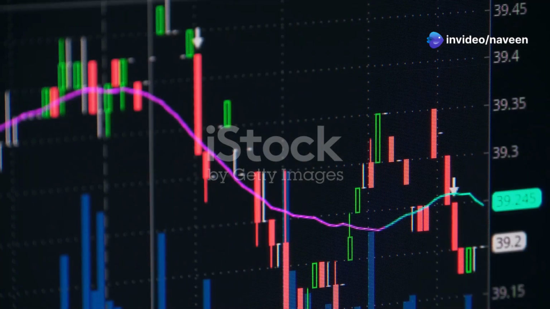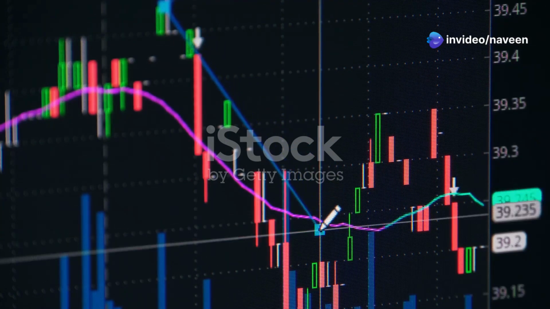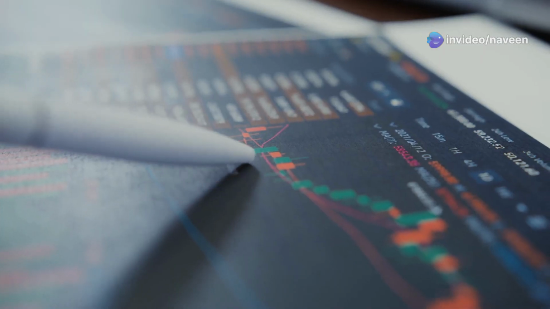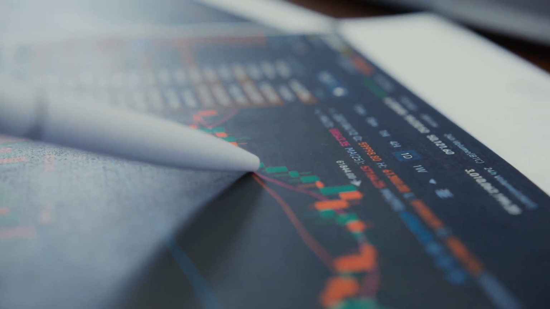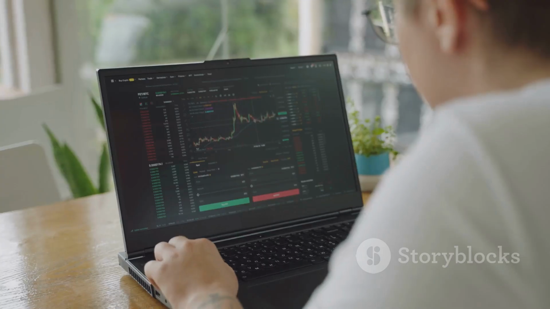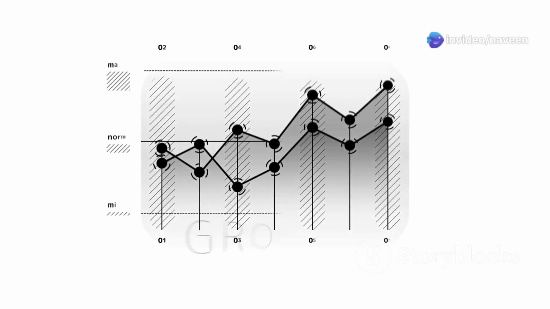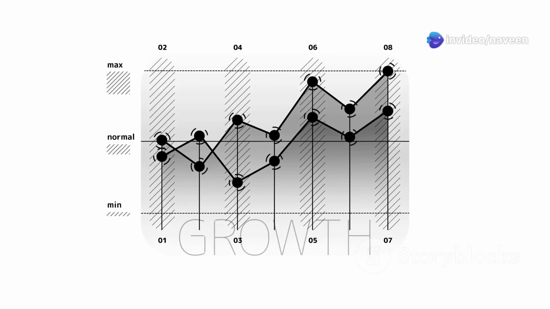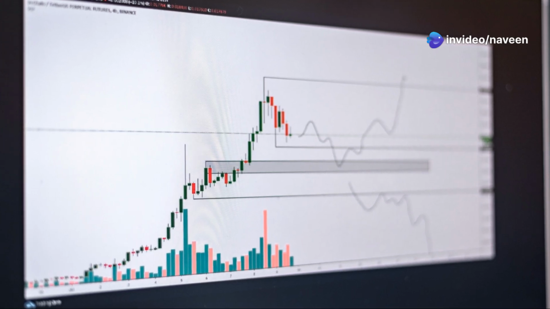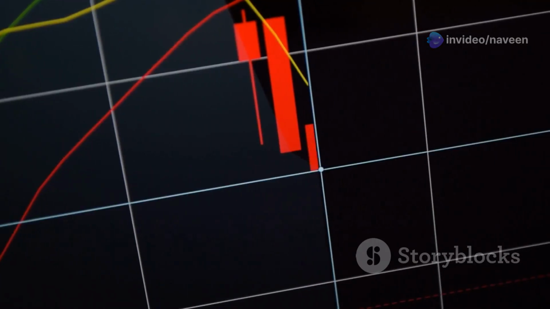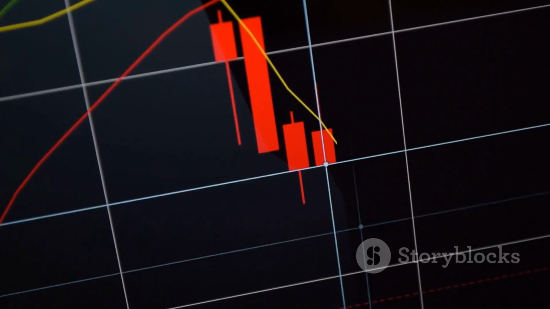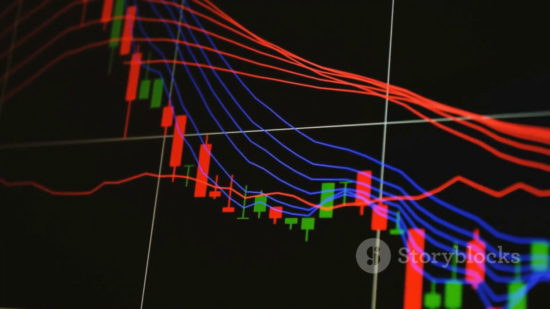Trend lines are one of the most basic yet powerful tools in technical analysis. They are simply lines drawn on a chart to connect a series of prices. These lines help traders visualize the direction of the trend. An uptrend line is drawn below a series of higher lows. This indicates that buyers are in control. A downtrend line is drawn above a series of lower highs. This suggests that sellers are in control.